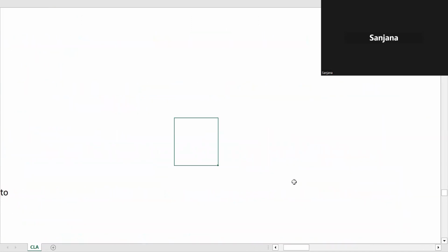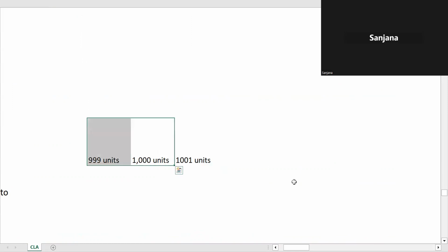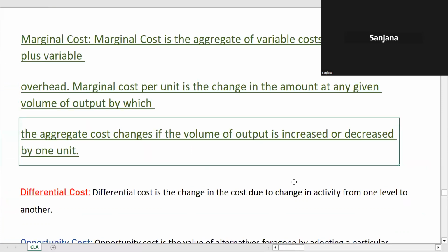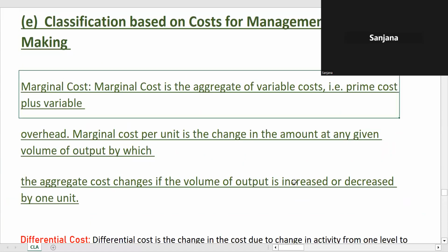What they are saying actually is, if you have now produced 1000 units, so the cost for the 1000th unit or the cost for the 999th unit, whatever is the change, that is the marginal cost. That is the definition of this. For greater analysis of this, we will do the marginal costing chapter next week. So marginal cost is the variable cost, you can say.